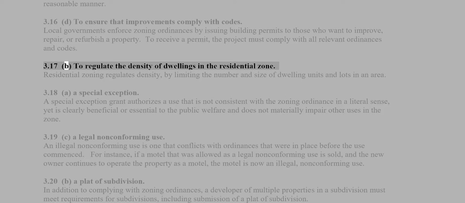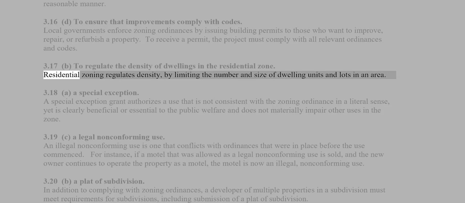3.17 B. To regulate the density of dwellings in the residential zone. Residential zoning regulates density by limiting the number and size of dwelling units and lots in an area.